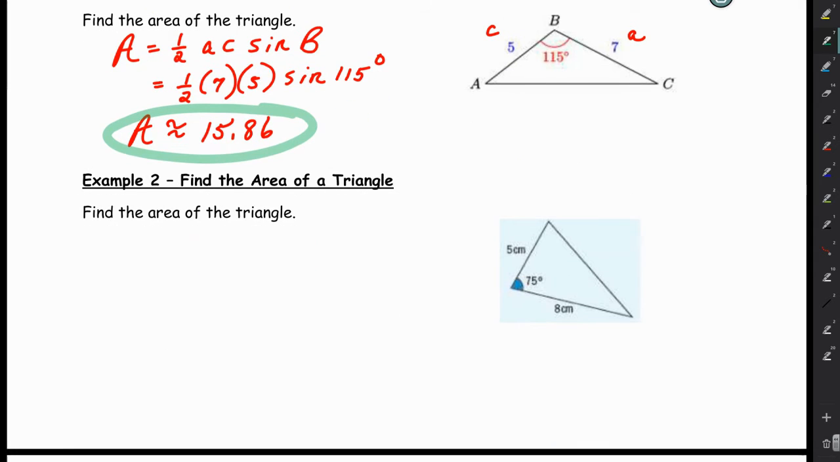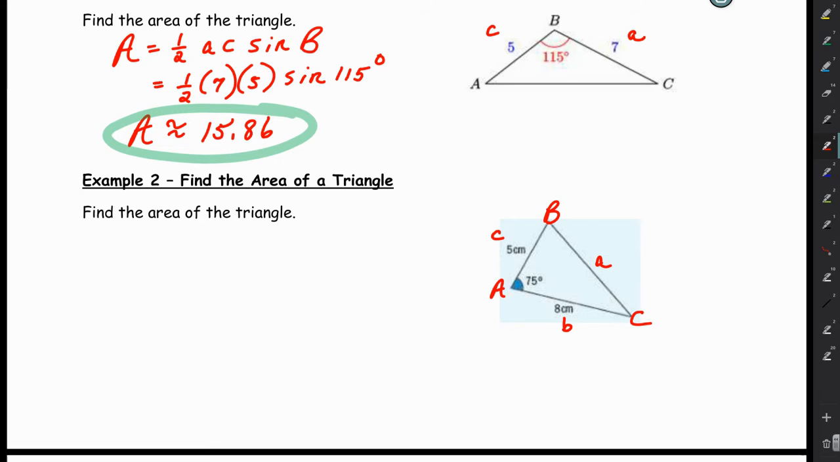All right, moving on to example 2. We don't have anything labeled, and if you really understand how the formula works and you don't feel the need to label, that's fine. I'm just going to go ahead and label it. I'm going to call this angle A, B, and C. Across from angle A is side A, across from angle B is side B, and across from angle C is side C.